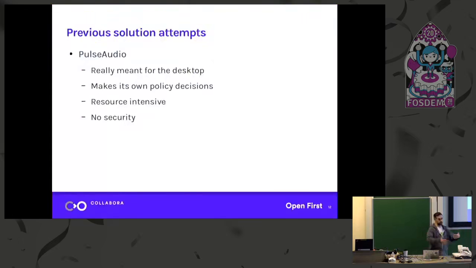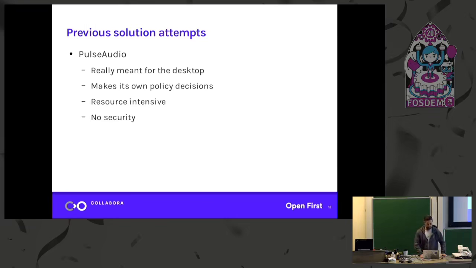So there have been some projects that have tried to address this. I'm starting with Pulse Audio. Pulse Audio didn't actually ever try to address this use case. It's really meant for the desktop. It makes its own policy decisions, so you can't actually tinker with it unless you build a module, and some people do that. They build a module that tries to circumvent how Pulse Audio is internally routing streams, but it's not very nice. It is fairly resource intensive compared to other multimedia daemons, and it doesn't implement any kind of security, so whichever app connects has control over everything.